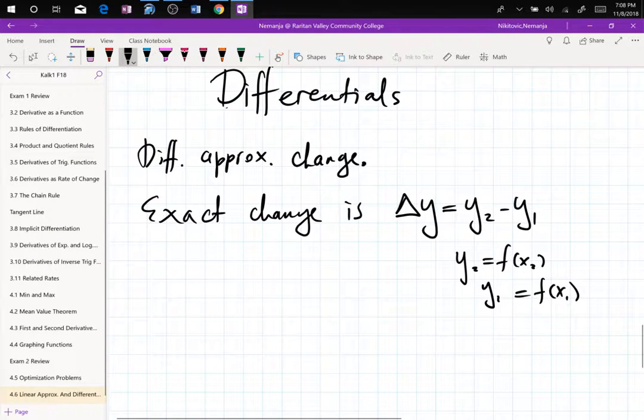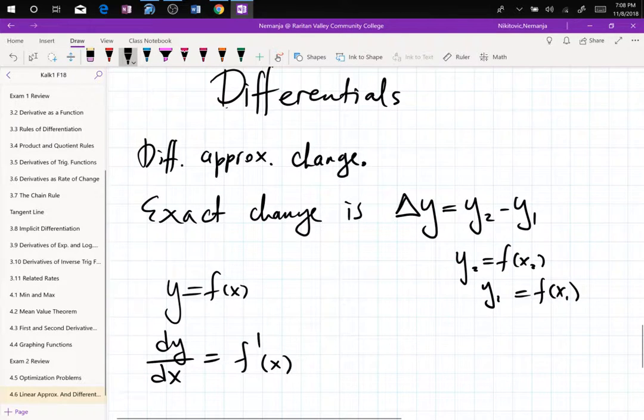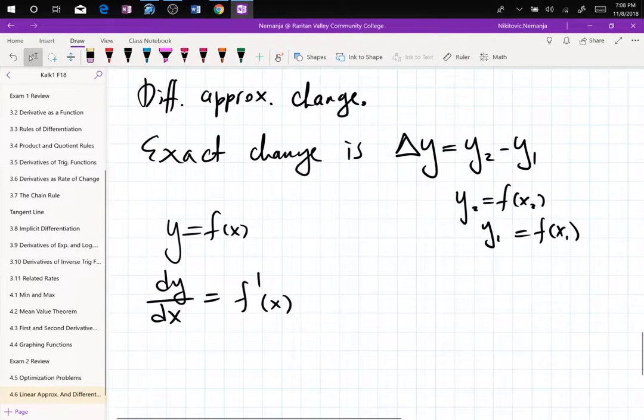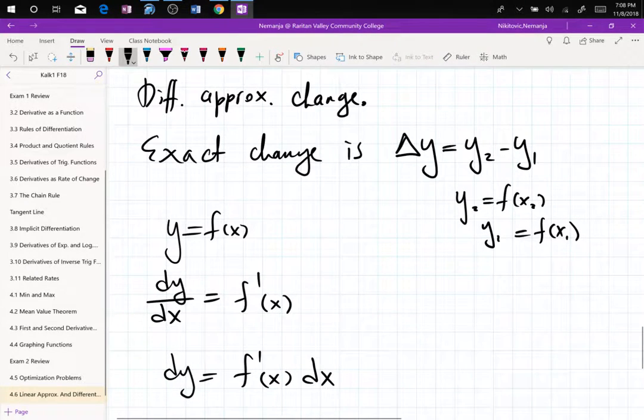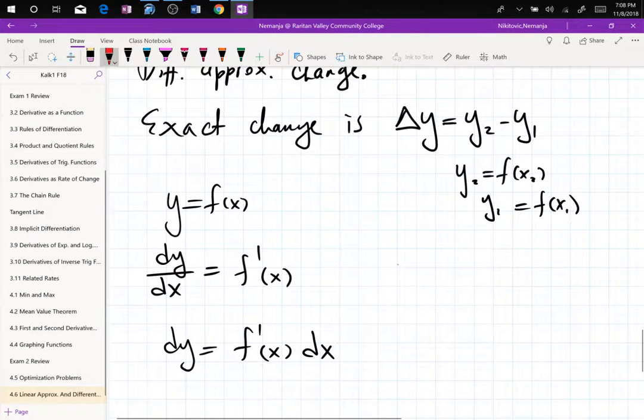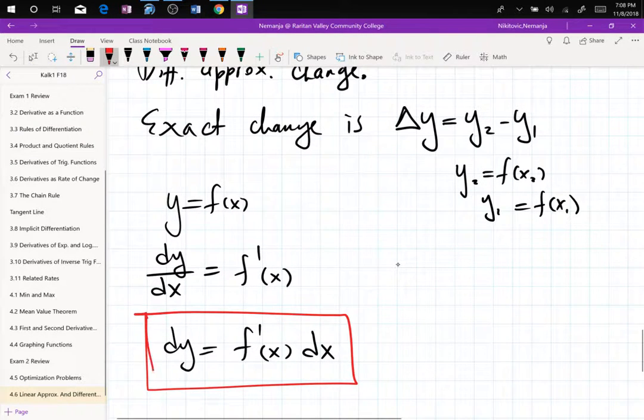And that one is actually very easy to derive. You start with the notion that y is equal to f of x. Then you take the derivatives of both sides and you use Leibniz notation on the left and the prime notation, which is technically Newton's notation, on the right. And then you move dx to the other side, and there you go. This over here is known as differential.